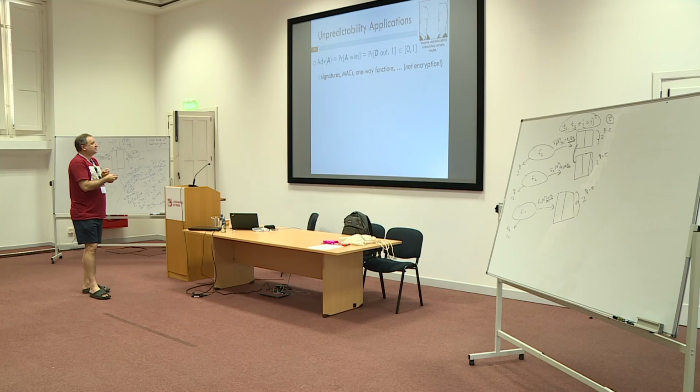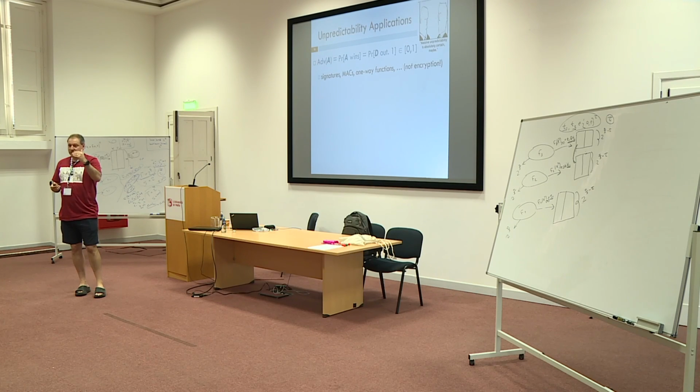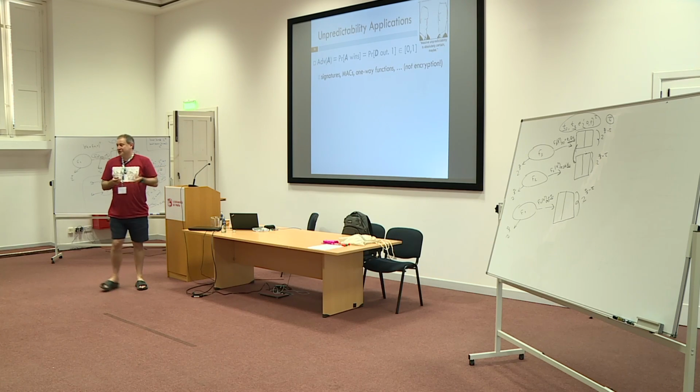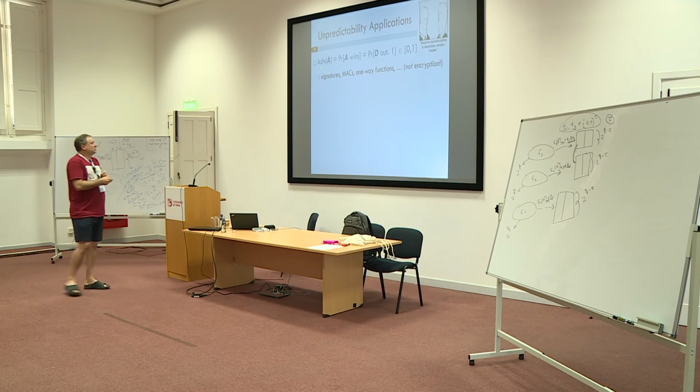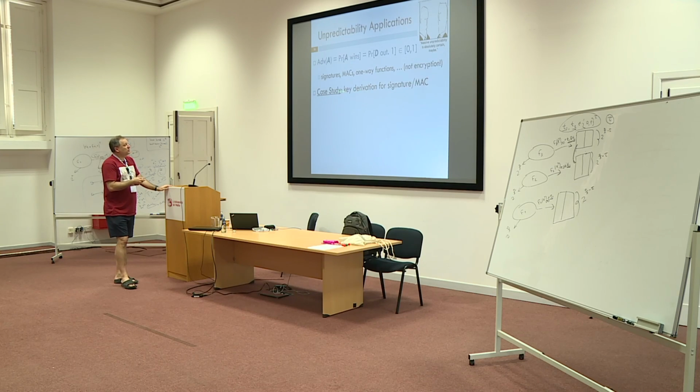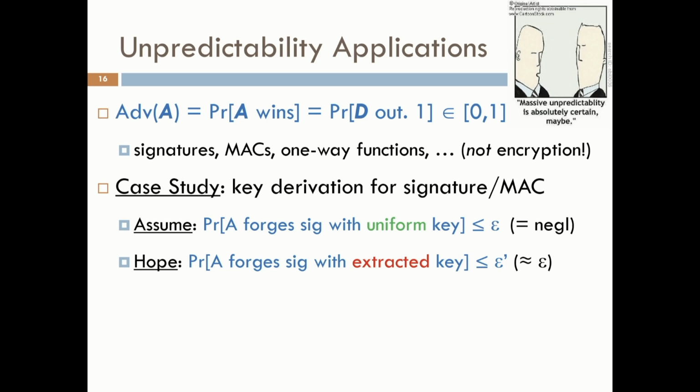So in this game, the advantage of the attacker, which is the probability that he wins the game, is the probability that some event happens, for example that I forged a signature. So the way I define my advantage is the probability that something happens. And by the laws of probability, this is a number between 0 and 1. That's the only thing I need to know for improving the leftover hash lemma, as we will see, for this set of applications. Let's look at key derivation for signatures and MACs. Assume we know that the probability that a particular attacker forges a signature with a uniform key is at most epsilon. I want to get that the probability the attacker forges with the extracted key is epsilon prime. This is what I want.